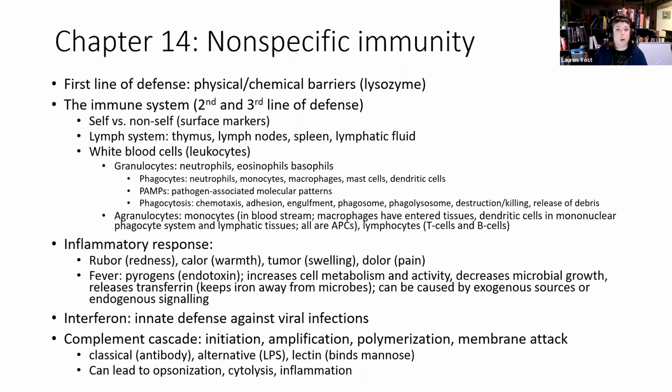And then what the complement does for us is it can lead to opsonization. So helping the phagocytes eat up whatever it is, the microbe, right? Maybe it had a hard time eating before. Now we can activate our complement cascade, and those proteins that are involved in that can help the phagocytes eat up and then maybe go to antigen presentation or just killing things in general. That's opsonization, helping out phagocytosis.